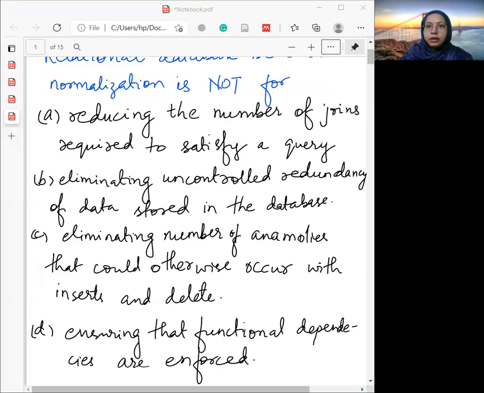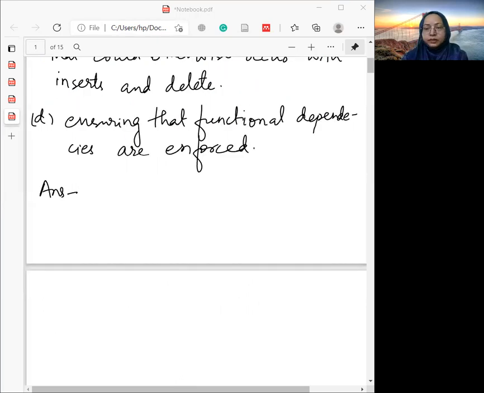So we need to know what is this normalization, why we do this normalization, and we have to select that option which is not related to this. Okay, so its answer will be A. So the answer will be option number A.